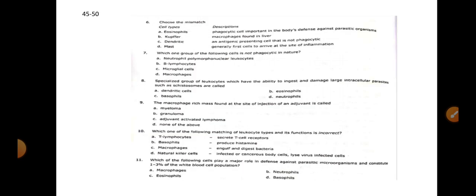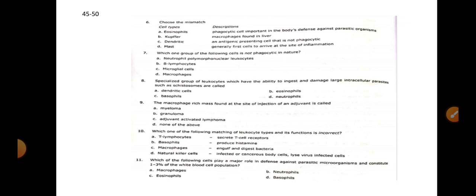Next, that is 45. Cell types and description, you have to match them: match eosinophil with their functions, Kupffer cells, dendritic cells, and mast cells. 46th question, which one of the following cells is not phagocytic in nature? 47. Specialized group of leukocytes which have the ability to ingest and damage large intracellular parasites such as schistosomes are called as. 48. The macrophage rich mass found at the site of injection of an adjuvant is called.